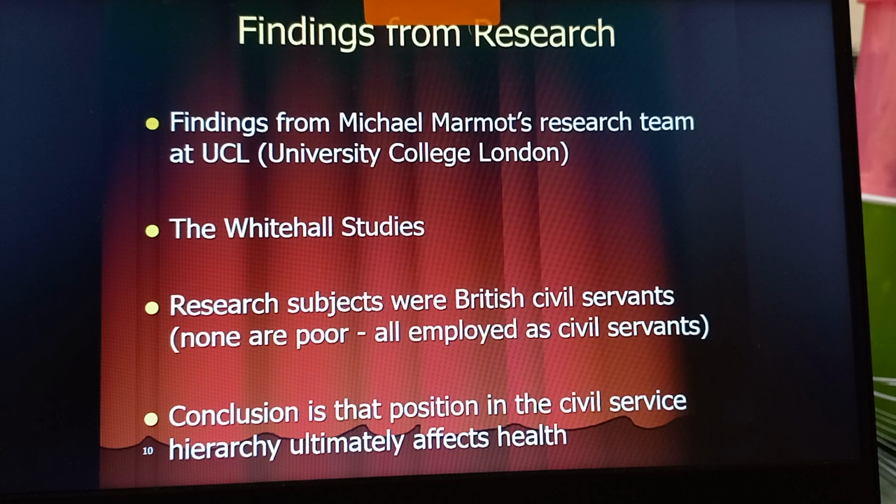So Michael Marmot and his team concluded that position in the civil service hierarchy ultimately affects health, because of factors such as stress, all right, such as perception, and differentials in power, in prestige, and so on. So all this can affect people psychologically and eventually affect their health.